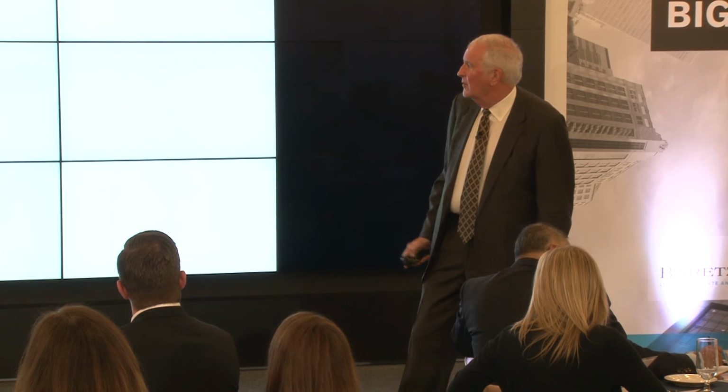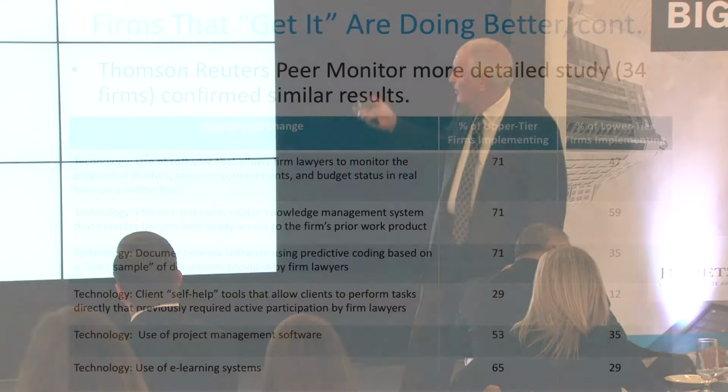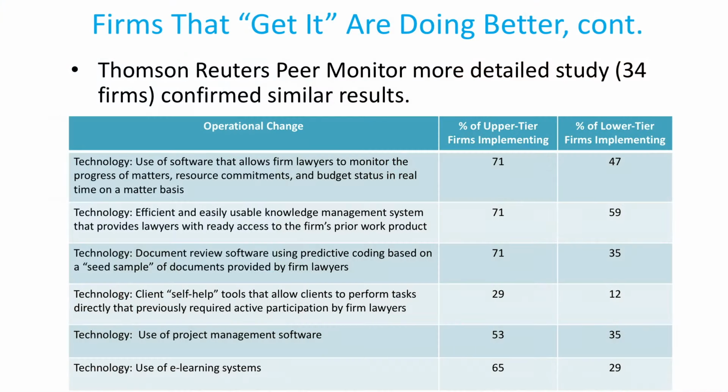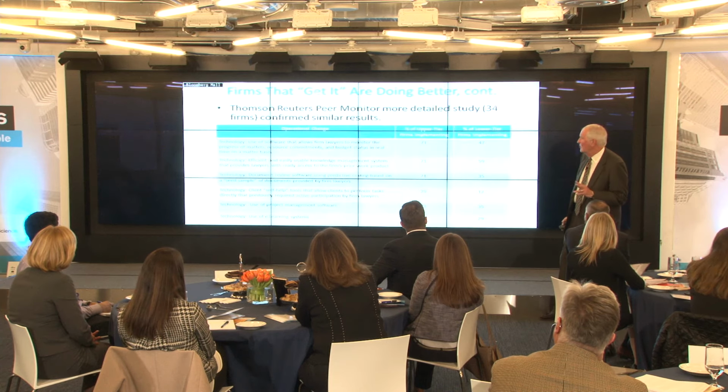When we saw the Altman-Weil stuff, Georgetown, in connection with Thomson Reuters Peer Monitor, did a more detailed drill down of 34 law firms. These were law firms for whom we had all kinds of financial data, and we did really in-depth surveys where we asked them about 25 different kinds of changes that they could have made in strategy, in pricing, in technology, in client relations, and all kinds of things. And what we found confirmed the same results.